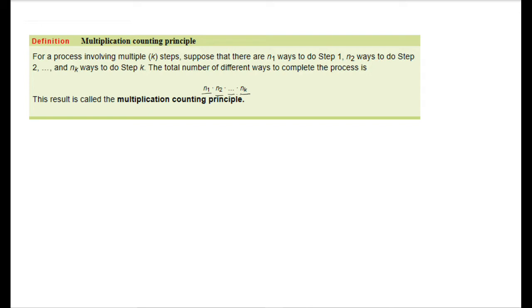In this case, n1 was the 3 ways of ordering the appetizer. The n2 was equal to the 4 ways of ordering the main dish, and the n3, or nk in this example, was the 2 ways of ordering dessert. Very simple principle. This is also known as the fundamental counting principle.